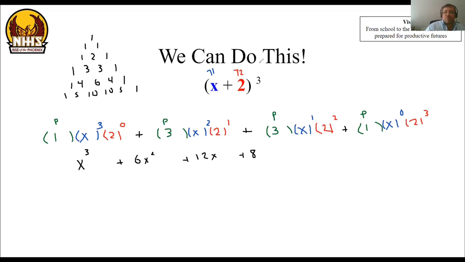And as we practice, we'll get better. But I wanted to spend a little bit more time today to go through there. So that's how we do the binomial theorem, and we use Pascal's triangle to help determine the coefficients.